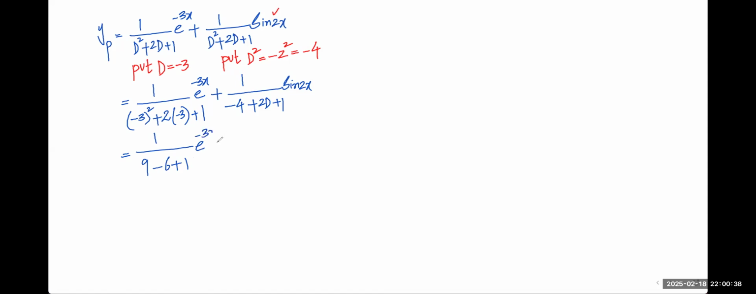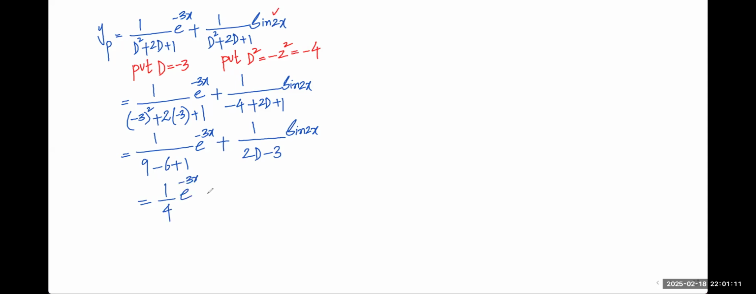And every time, we have to replace it by -3 only, depending upon the question. If it is minus 5, then how do you replace minus 3? Depending upon the x coefficient. It is 2D minus 4 plus 1 is minus 3 into sin 2x. Then 9 plus 1, 10. 10 minus 6 is 4, means 1 by 4 into e power minus 3x.